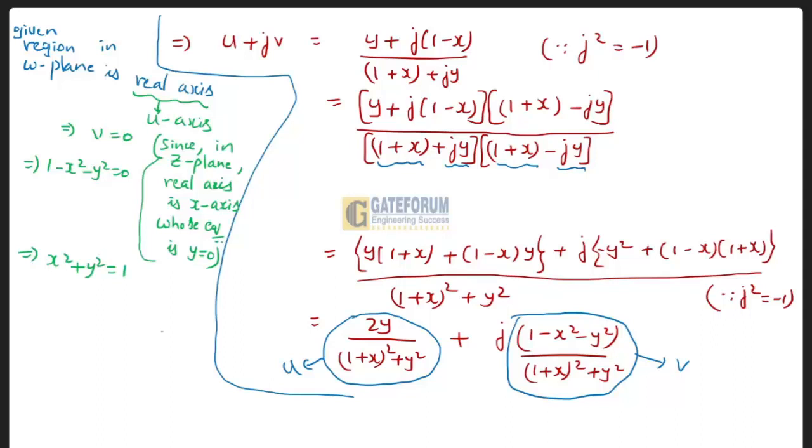Which is a unit circle, that is radius 1, in the Z plane having center at the origin. Therefore, F inverse Z maps the real axis to the unit circle with center at the origin.